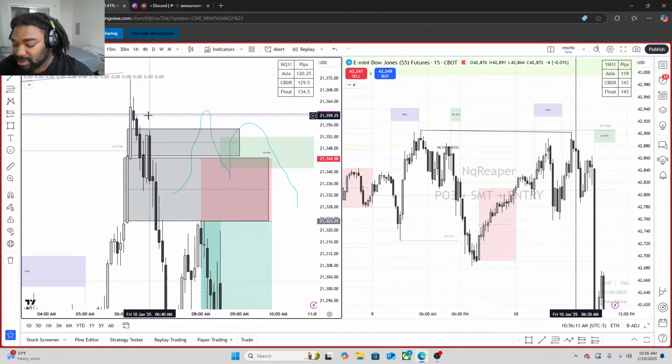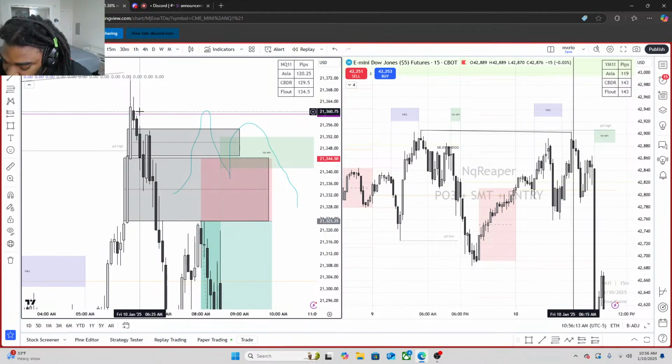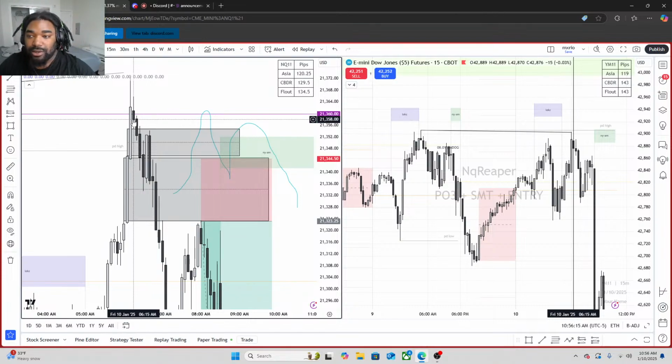But I want to anticipate before the PD array because I want as many PD arrays as I can to hold my entry.